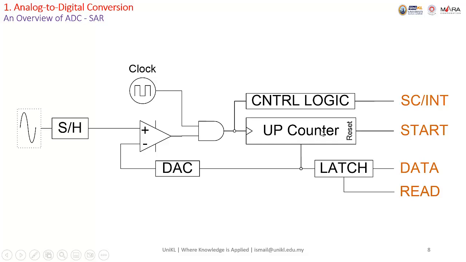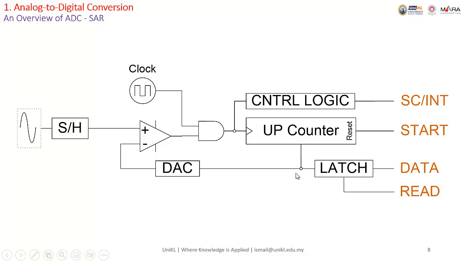Next, we have the successive approximations. This is the basic successive approximations. So here we have a simple sample and hold signal circuitry. We feed the analog here. Assume first we apply the start signal. When we apply the start signal, we reset the up counter. So the up counter becomes 0 0 0 0 0.